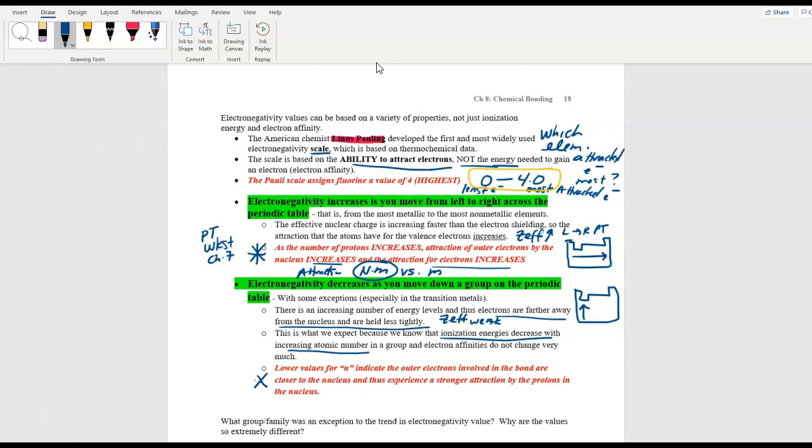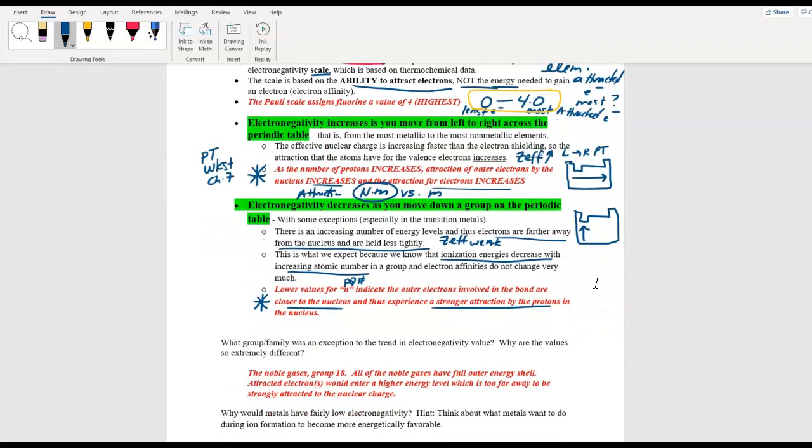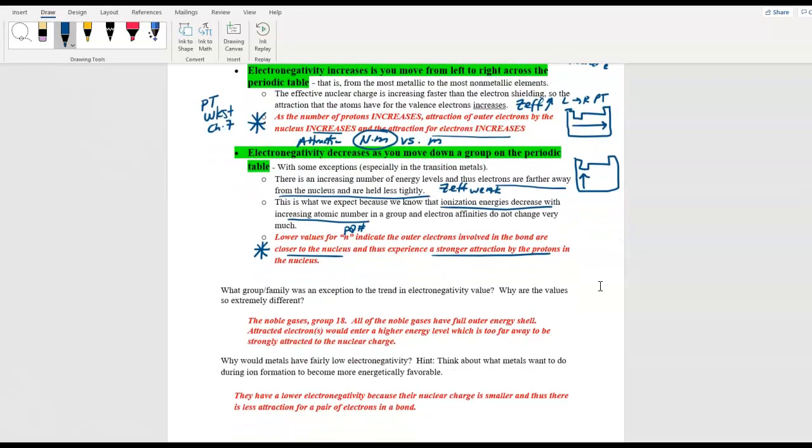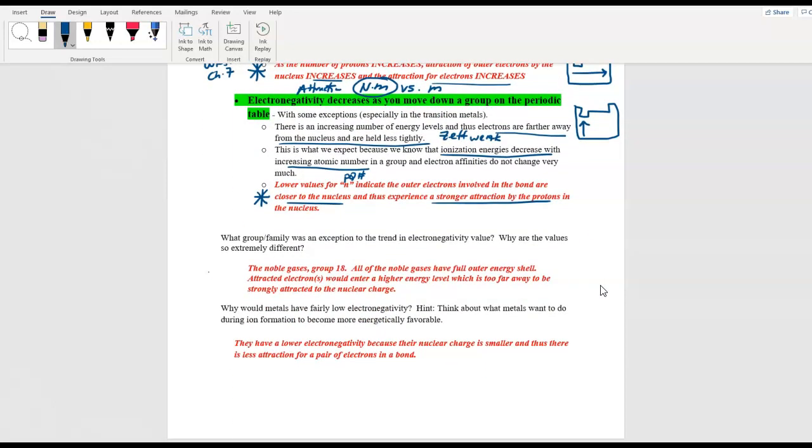So here it is again, the worksheet again. The lower the value of the principal quantum number, it indicates that the outer electrons involved in bonding are close to the nucleus. And because they're close to the nucleus, they have a stronger attraction from the protons in the nucleus to the valence electrons. It is literally almost the same as the trend for ionization and electron affinity. It's just the way that you say it, it matters. It's all about that attraction. Who is willing to take in that electron, but you don't need energy to do it. So it's an ability. So same thing on the worksheet, okay?